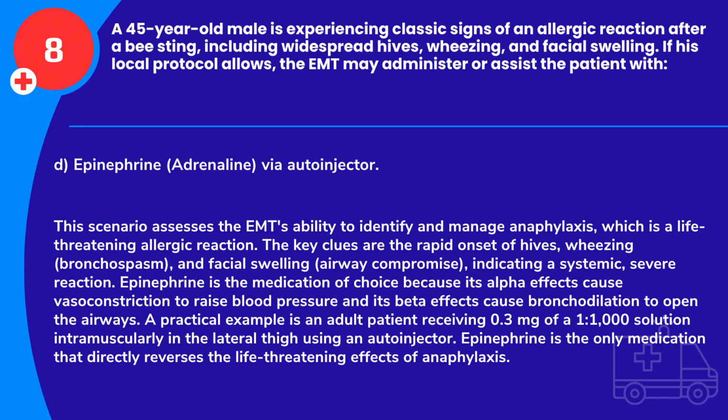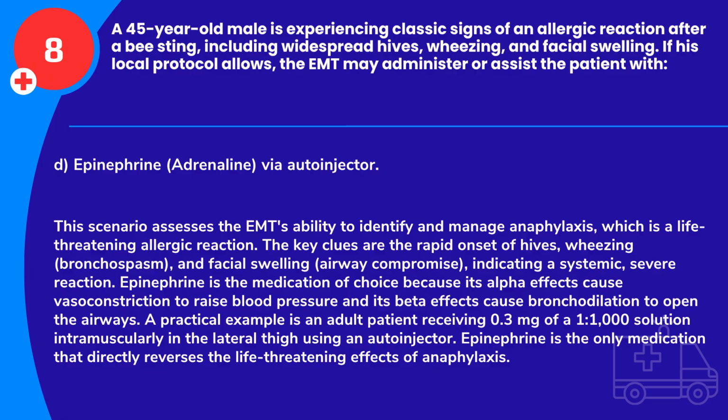Answer: D. Epinephrine, adrenaline via autoinjector. This scenario assesses the EMT's ability to identify and manage anaphylaxis, which is a life-threatening allergic reaction. The key clues are the rapid onset of hives, wheezing, bronchospasm, and facial swelling, airway compromise, indicating a systemic, severe reaction. Epinephrine is the medication of choice because its alpha effects cause vasoconstriction to raise blood pressure and its beta effects cause bronchodilation to open the airways.